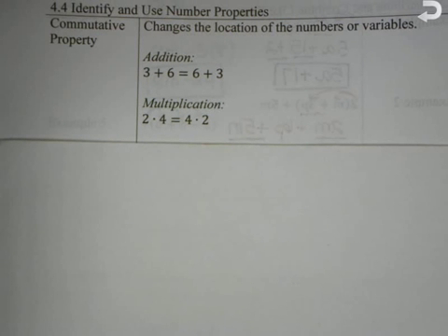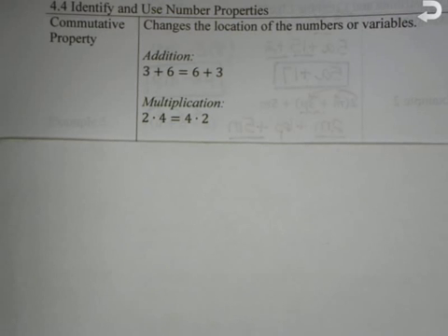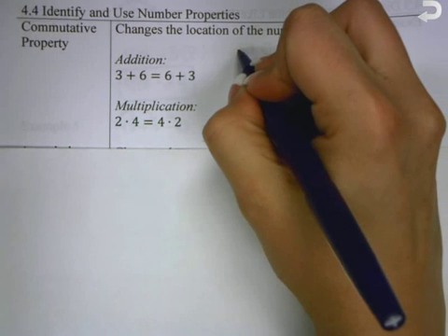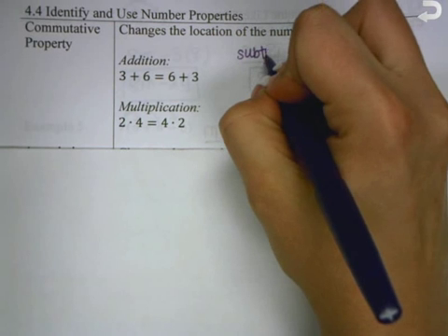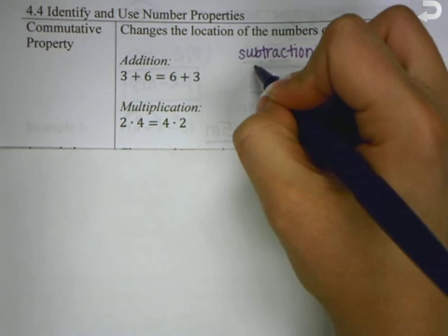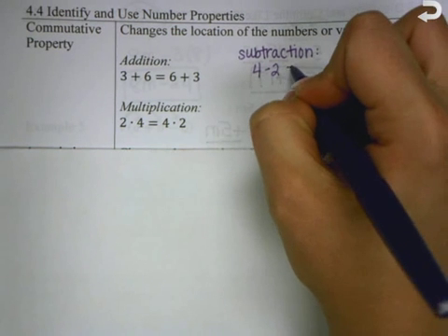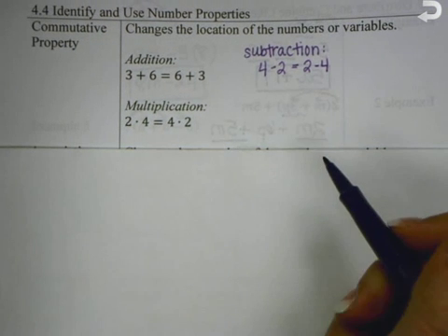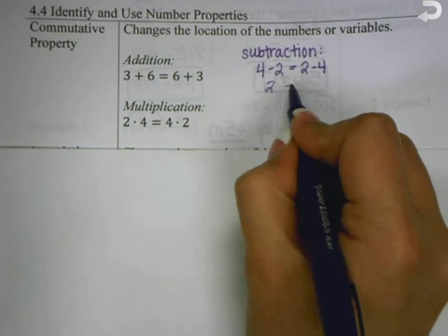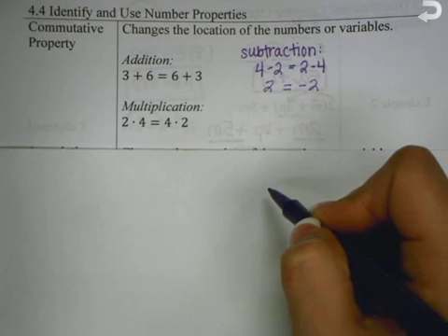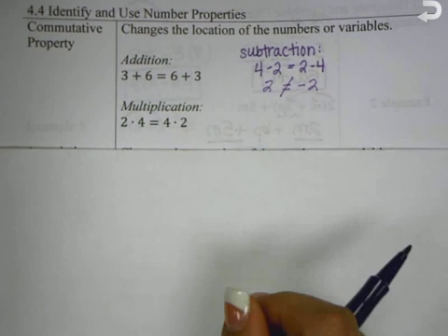Now, what about subtraction and division? Does order matter there? Yes. Let's do an example, okay? So let's say I want to check subtraction. I'm going to do 4 minus 2, and then let's try 2 minus 4. What does 4 minus 2 give me? 2. What does 2 minus 4 give me? Negative 2. Are those the same? No. So subtraction order does matter.